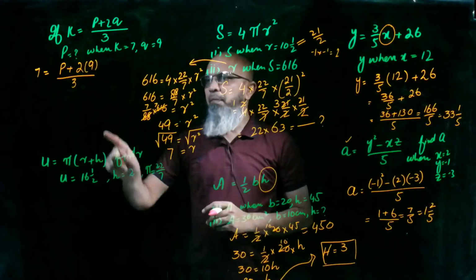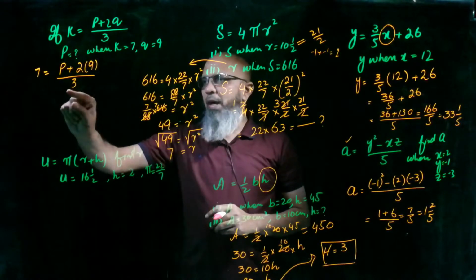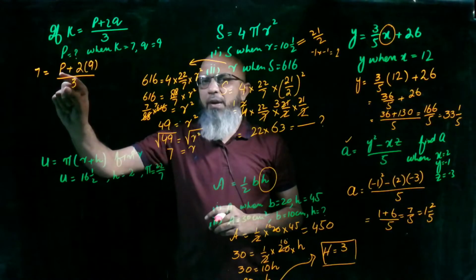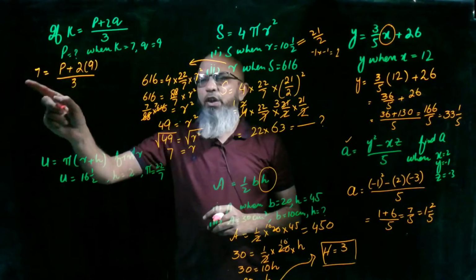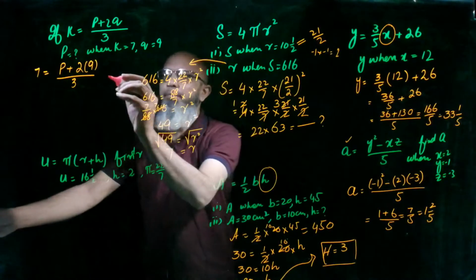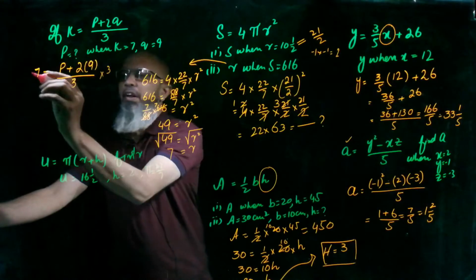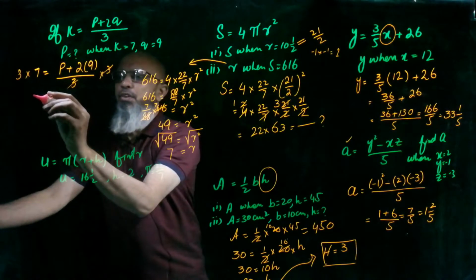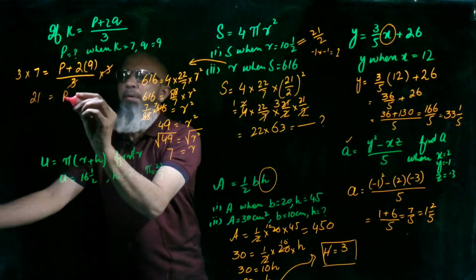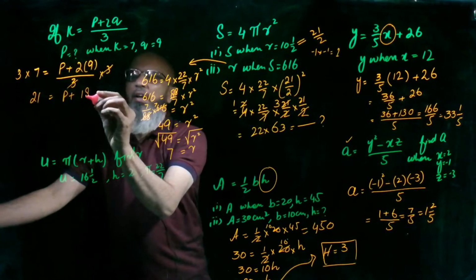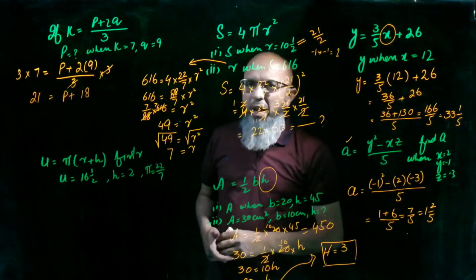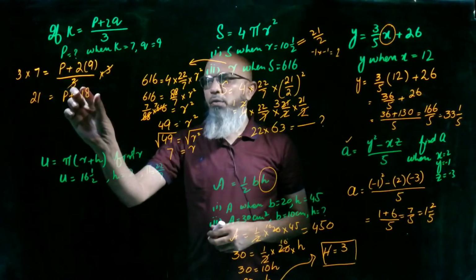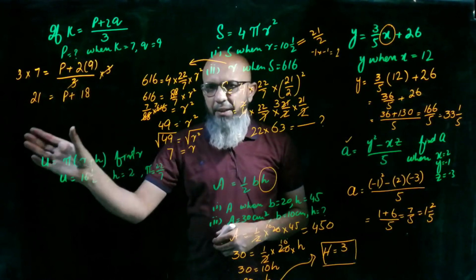So what we'll do here, first keep one thing in your mind, 3 is the denominator of both values. So we will multiply with 3 on both sides. Look here, like this, 3 3. So 3 cuts with 3, 7 3s are 21 equals p plus 18. So now we have to find the value of p, so we will move 18 to the other side.